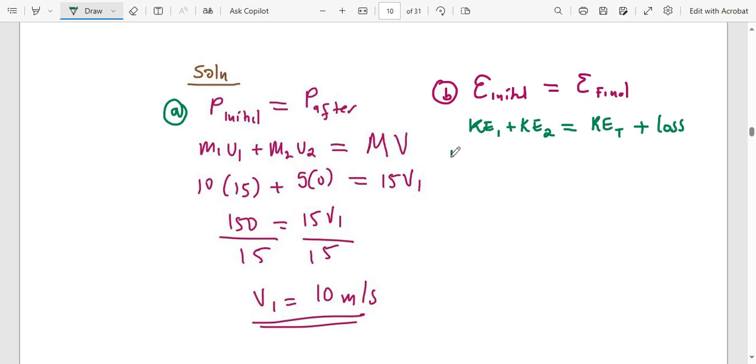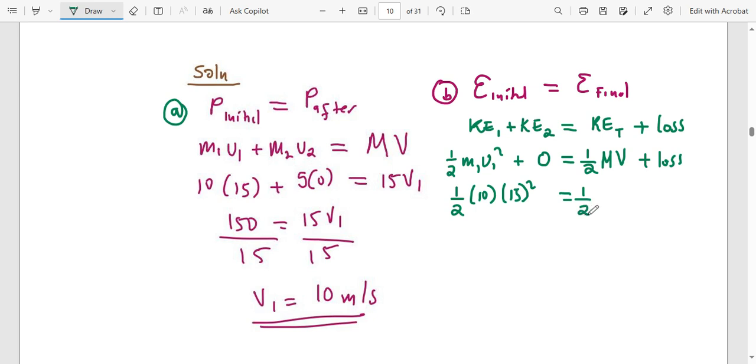So kinetic energy is given by half m1 u1 squared. For the second object, at the beginning the kinetic energy was 0, because it was at rest. And then the final kinetic energy will be half, using capital M and capital V because they are stuck together, plus the loss in energy. So this is half, the first object had a mass of 10 kg moving at a velocity of 15 squared, and this should be equal to half, the combined mass of the two objects is 15, moving at a velocity of 10 meters per second, plus the loss.